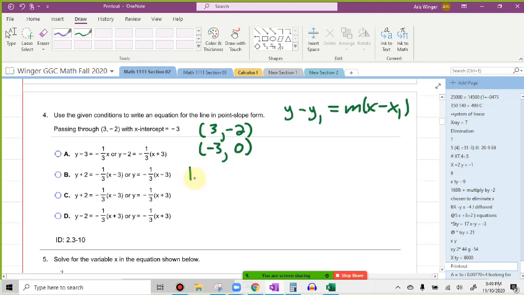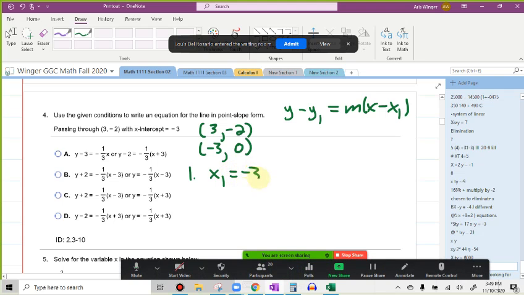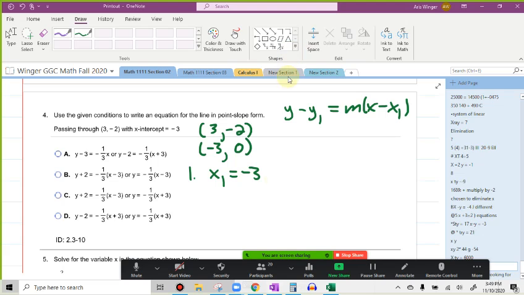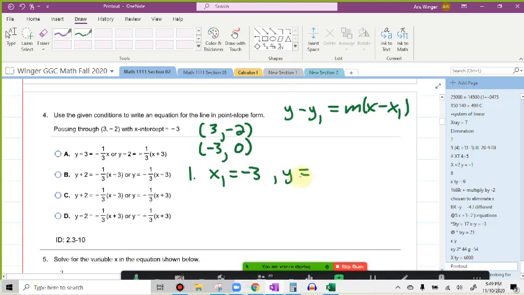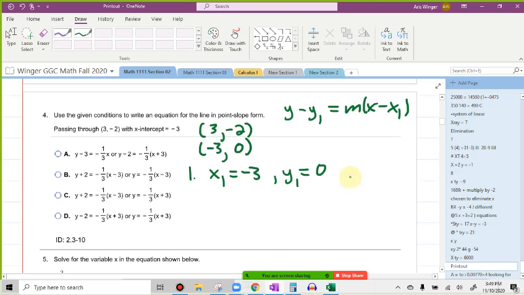We know that to find the line, we need a point and a slope. The point is, I'll pick negative 3, 0. Let's do that. X1 equals negative 3. Y1 equals 0. I've chosen that. You could have chosen the other one. All right, and now we need to find what m is.